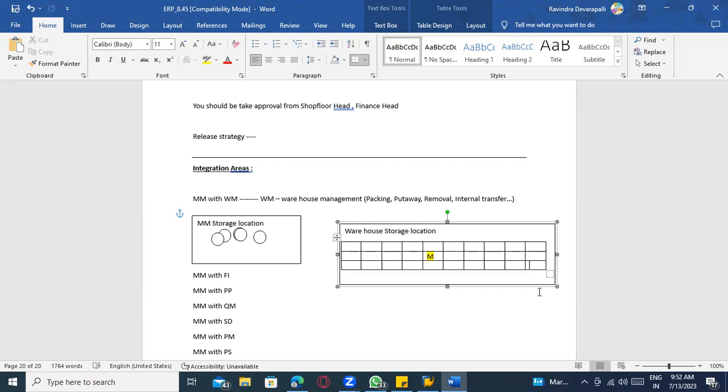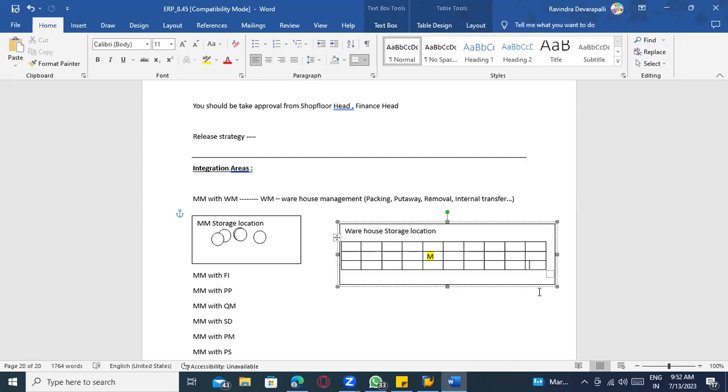Suppose it is pharma medicines or stationery, or it may be books or anything, whatever it may be. These are small, maybe spare parts also. So anything which we need to store in a proper bin, then only it is very easy.